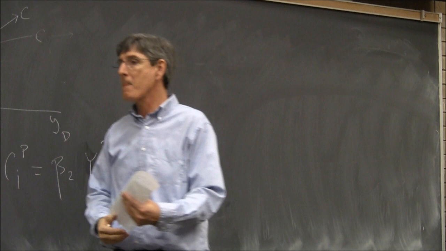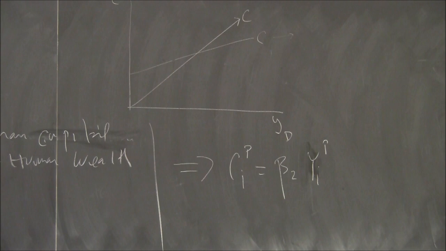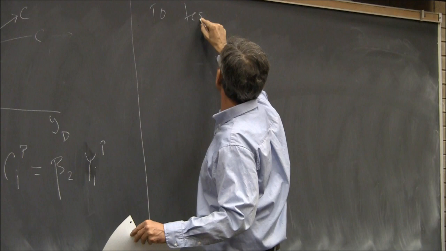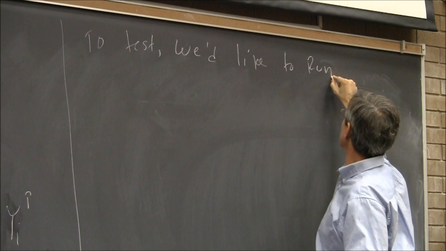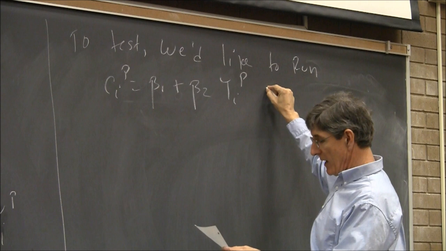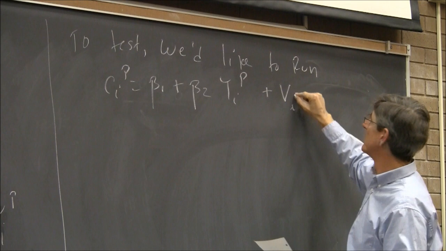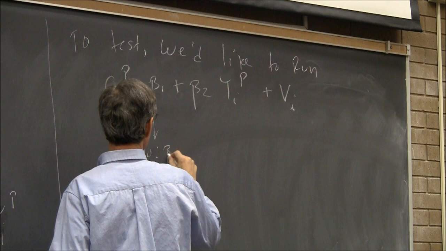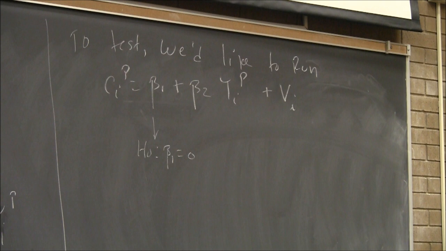So all we have to do is the usual trick. So to test, we'd like to run CIP is B1 plus B2 YIP plus, I guess the book uses DI here. And then one null here would be that beta 1 equals 0. That'd be one test of Friedman versus the Keynesians.